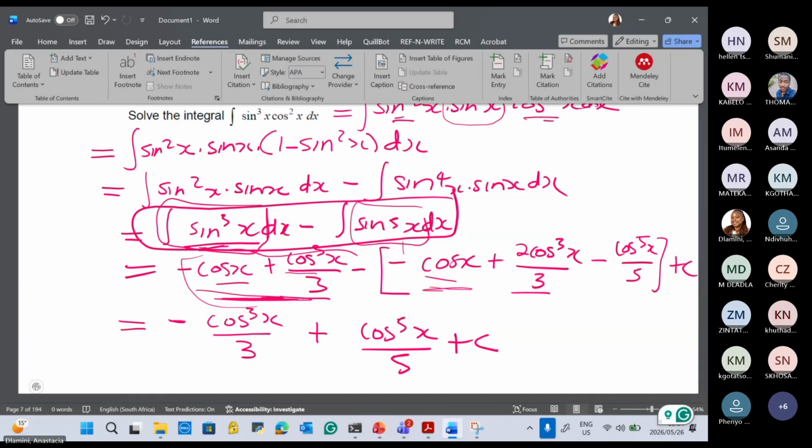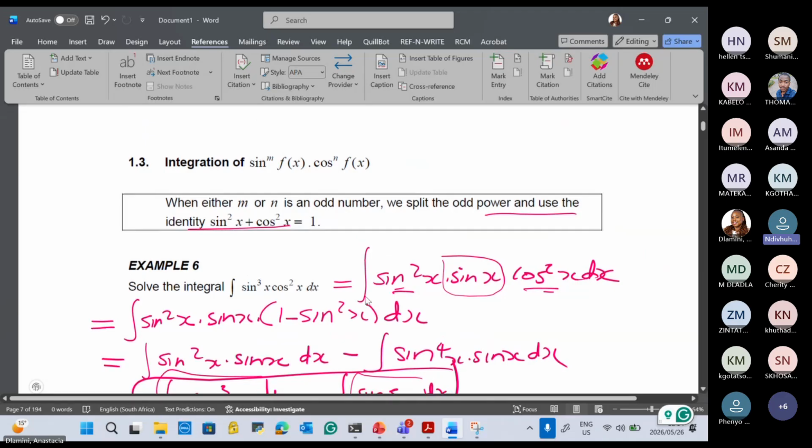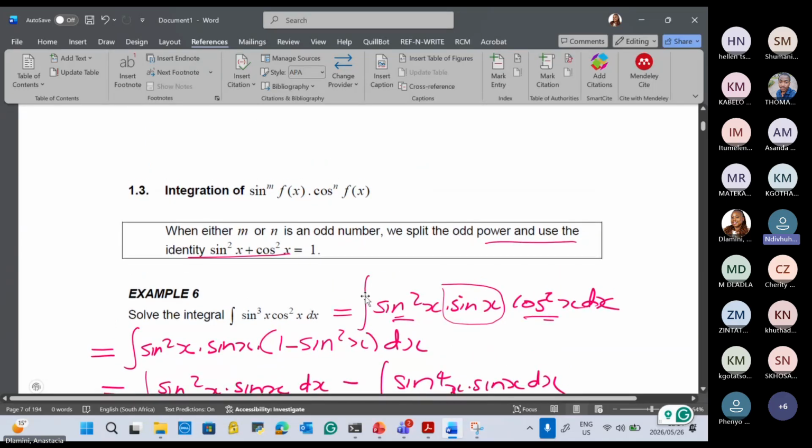Are we together? Yes, we are together, but my worry is that statement, for me, it doesn't suit me well. Just go to it again, that one with the M. This one? Yes, this one. Because now they said when either M or N is an odd number, we split the odd power. So when either M or N, meaning that M can be odd, or N can be, or both can be odd. So then split, and make it even, and then use the identity.